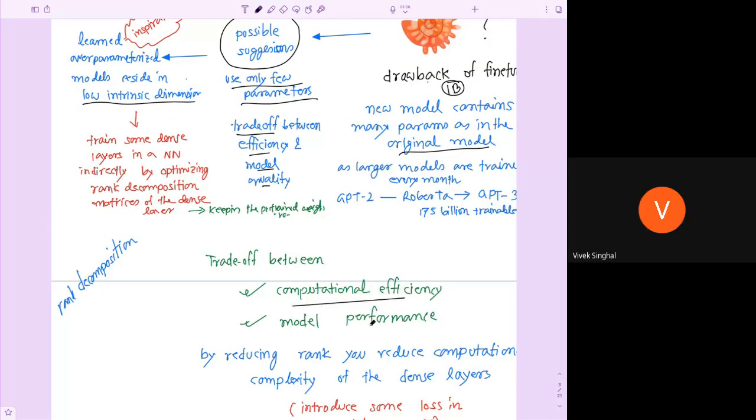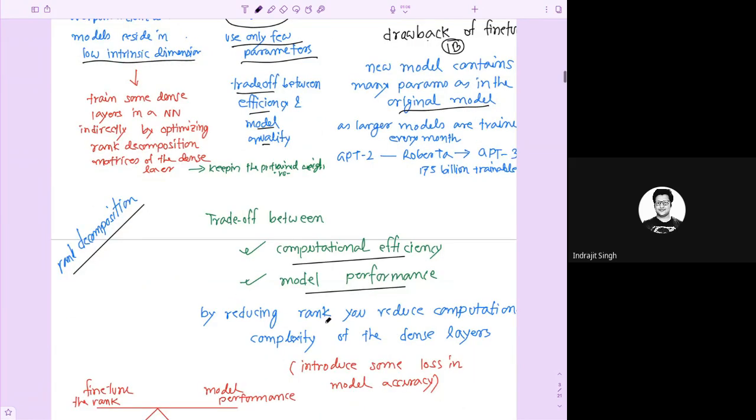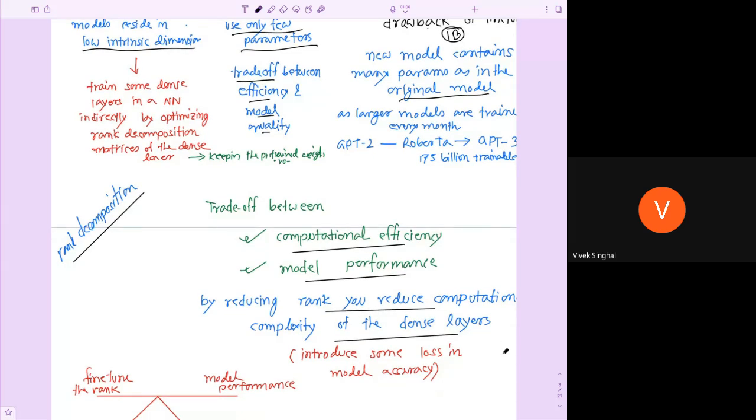Now, are you reducing dimensions using LoRA? It's a compression technique, right? So you're reducing dimensions. Yeah, it's a rank decomposition technique, right? So you are doing rank decomposition. By reducing the rank, you reduce the computation complexity of the dense layers. Okay. So this is different than dimensionality reduction. It is different than dimensionality reduction. It uses a similar technique, but the approach is different.